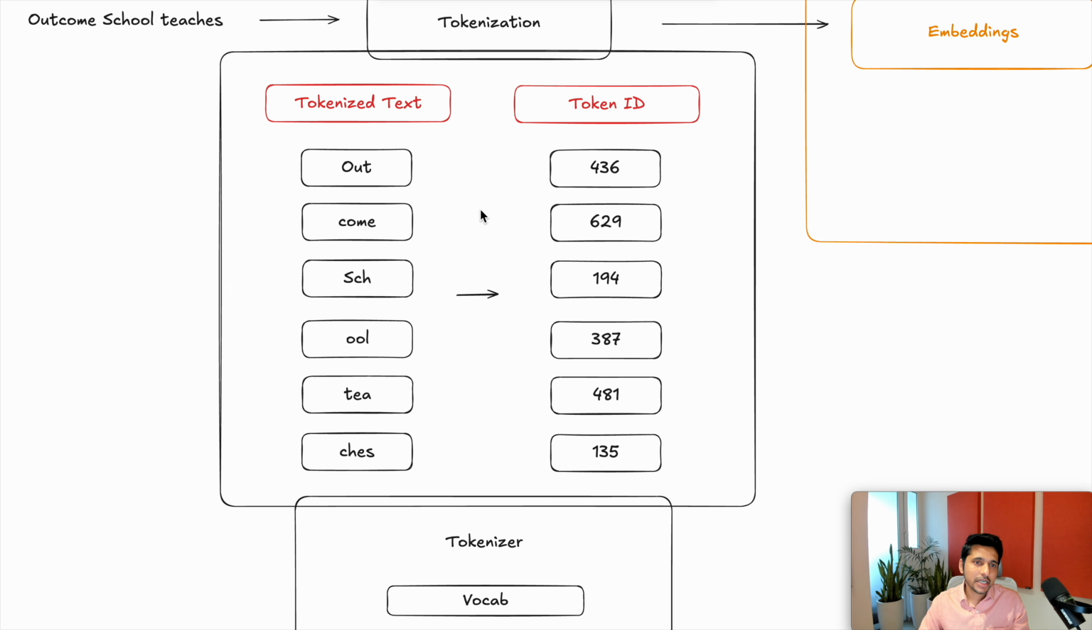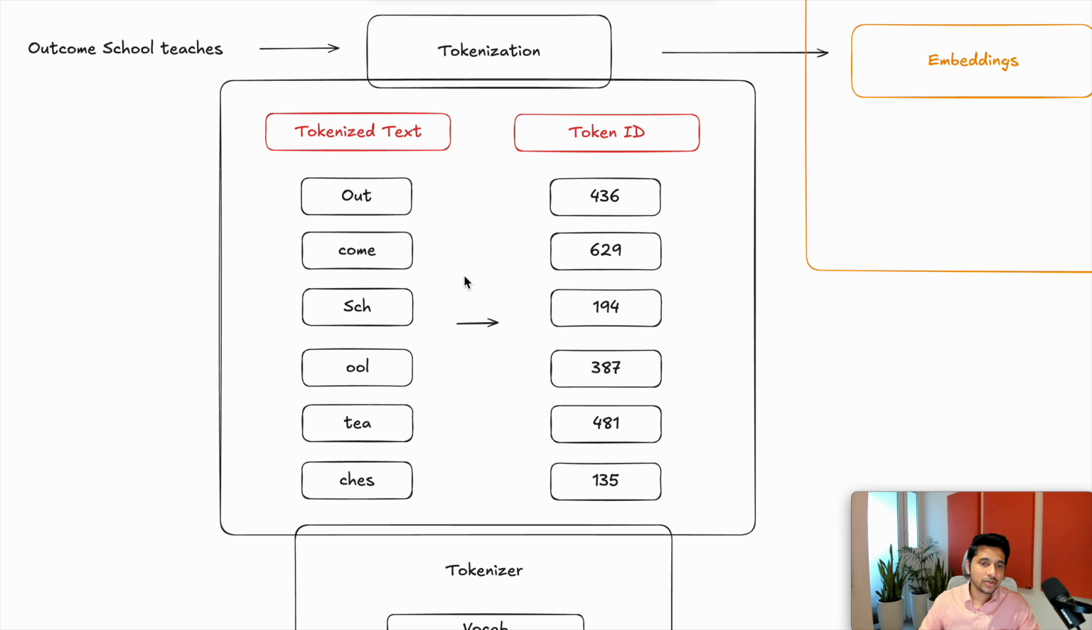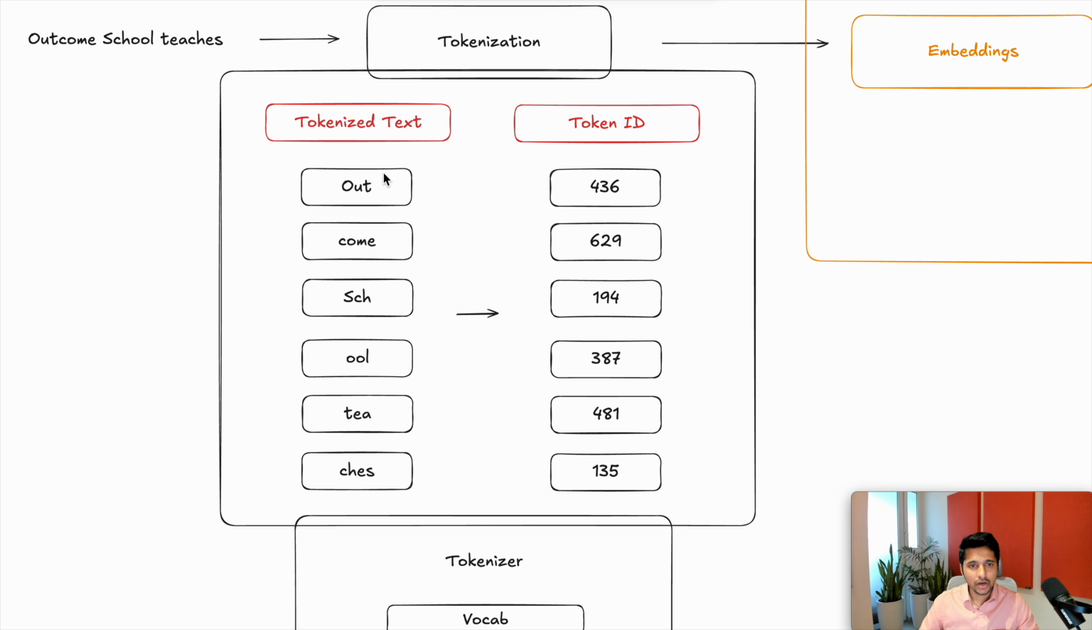Now let's try to understand the complete picture. Here we have the sentence Outcome School teaches, and as a first step in tokenization we break it down into subwords in this example. So here we have out, come, SCH and so on. Now this is the tokenized text, so we have created small subwords for that sentence.